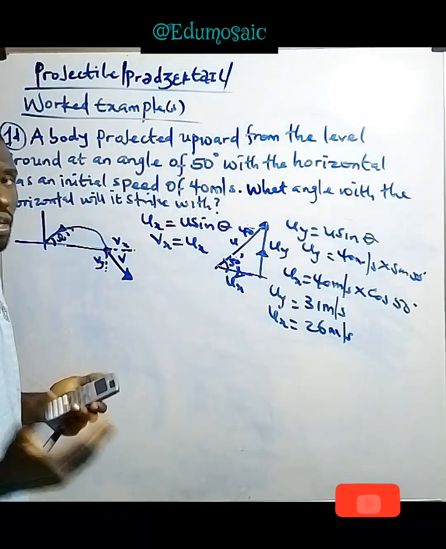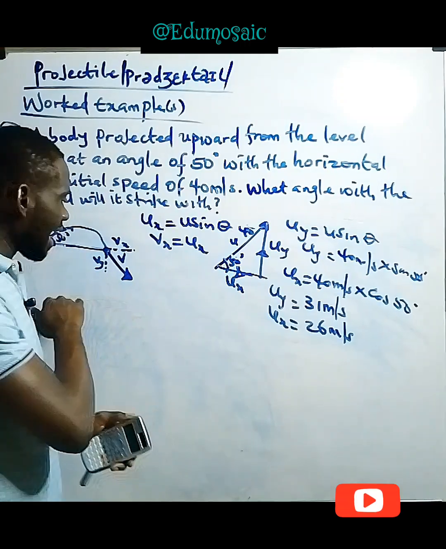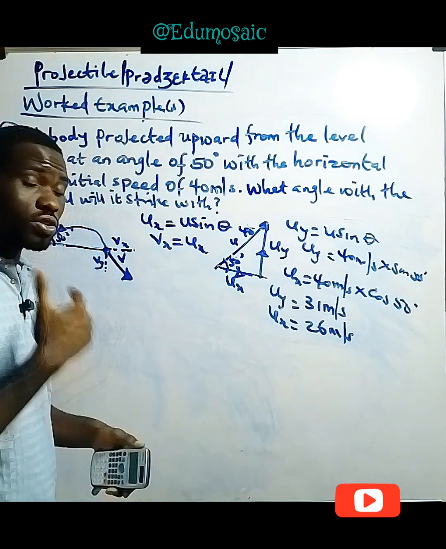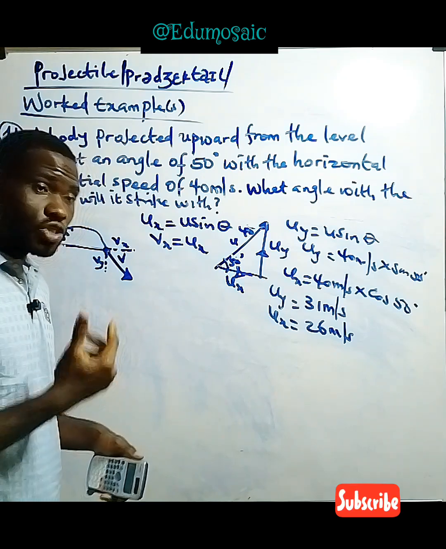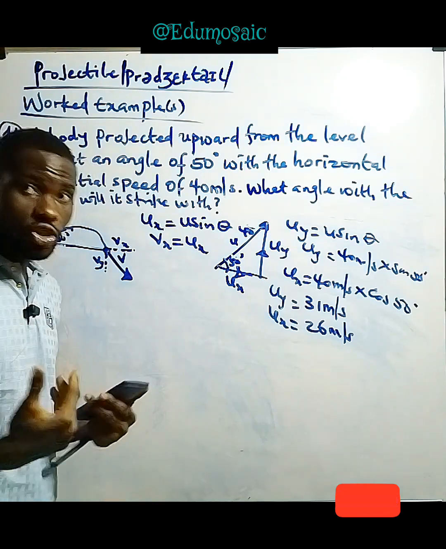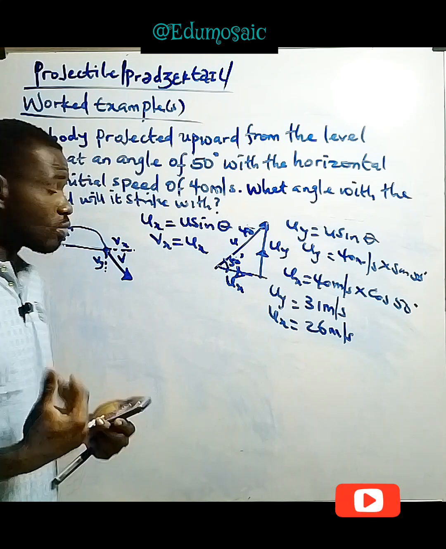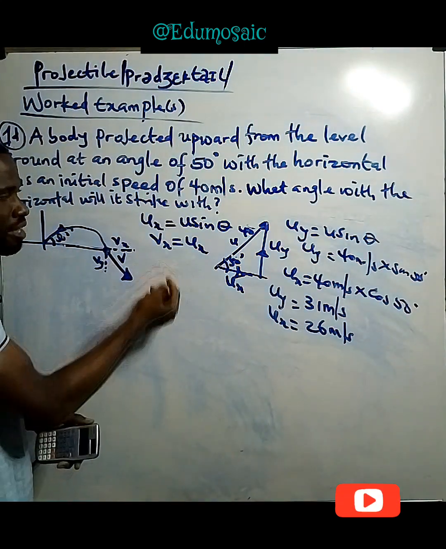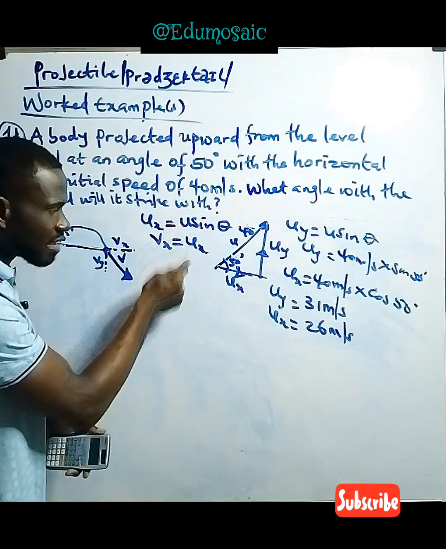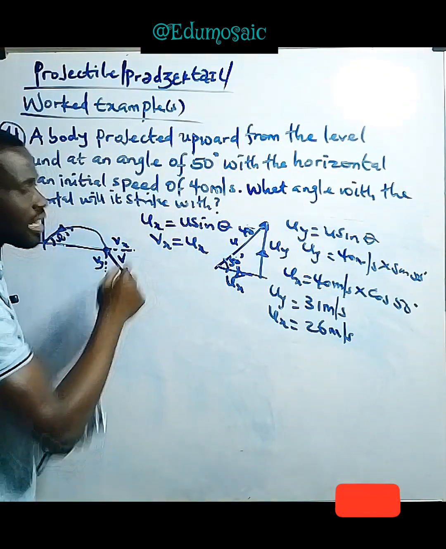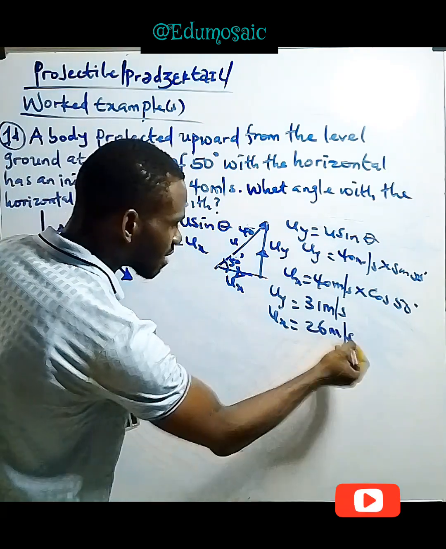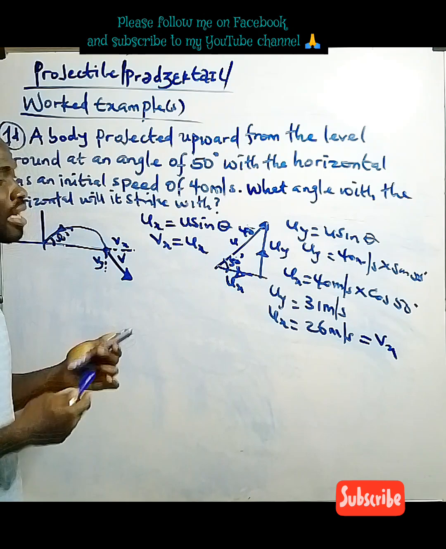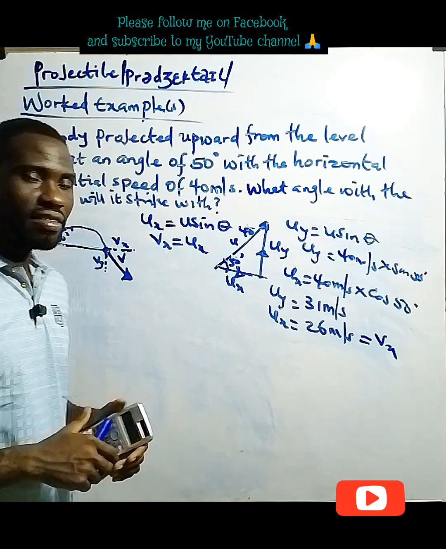Now, don't forget that for everything along the x-axis, there is no acceleration. If there's no acceleration, there won't be any change in velocity. Velocity is going to be constant, because there's no acceleration on the x-axis. So it means whatever the initial speed is along the x-axis is the same as the final speed along the x-axis. So what is going to be the final speed along the y-axis? That's what we're going to look at.